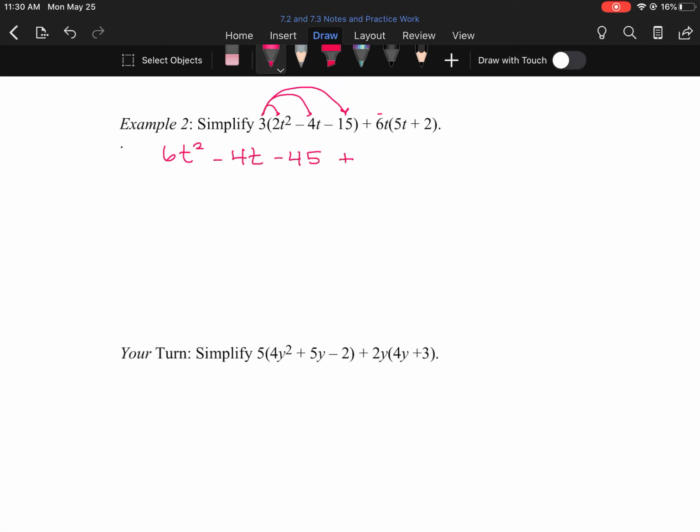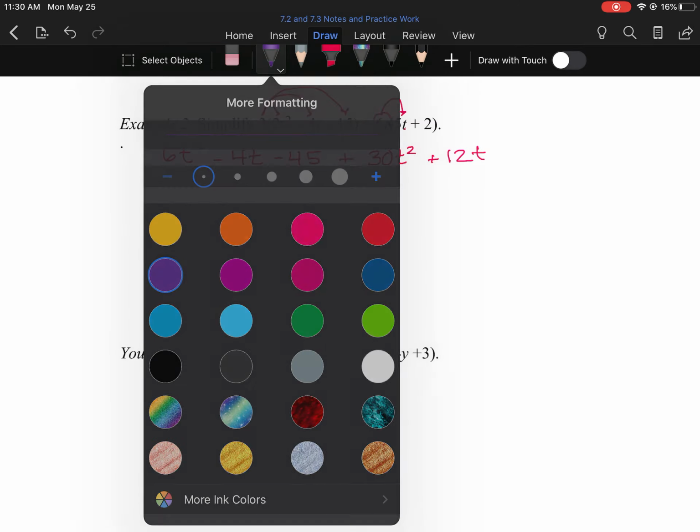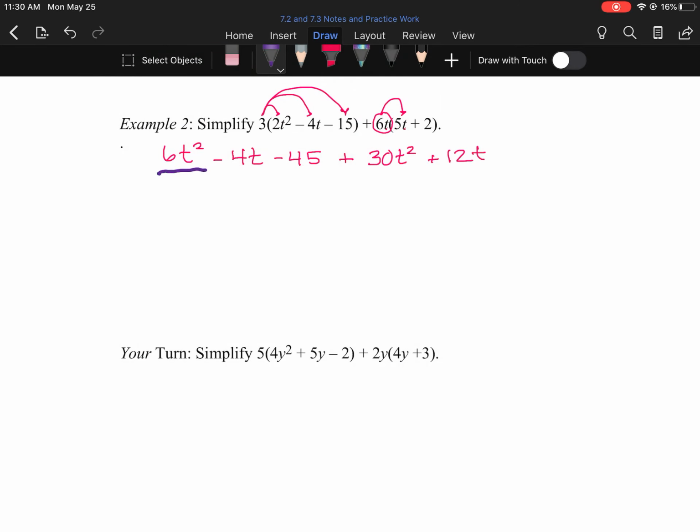Then we have to put plus. Now, I have to distribute that whole thing. So 6 times 5 is 30, t times t is t squared, plus 6 times 2 is 12t. So now we have to go through and look. Okay, I have a t squared here. Do I have any other t squareds? Oh, we do. Now remember, when we are combining like terms, we put that symbol in front of it. Then I have a minus 4t. Oh, but then I have a plus 12t. And then I have just a minus 45 by itself.